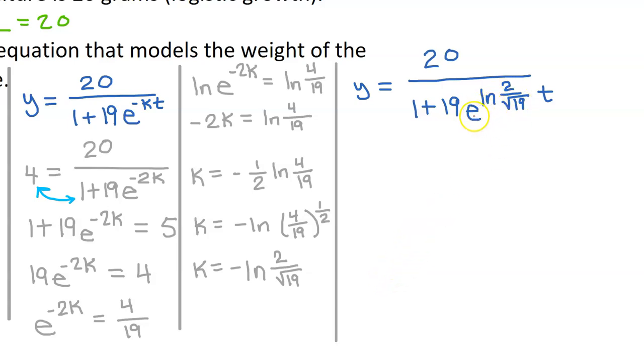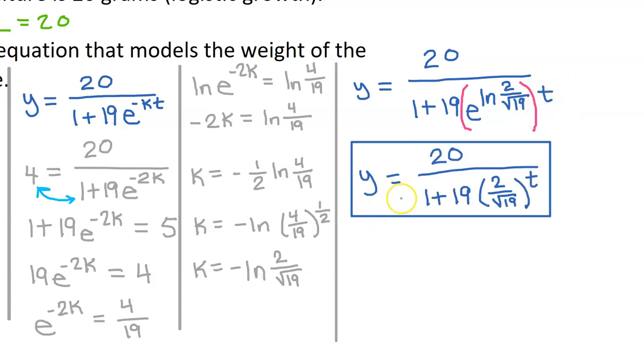I see that we have the base e and then the natural log. These will cancel each other out, but you have to separate the t away from it with some parentheses. Please understand that this t is an exponent. So the base e and the natural log will cancel each other out, but you will be left with 2 over radical 19 to the t power. So this is the equation that models the weight of the bacterial culture.